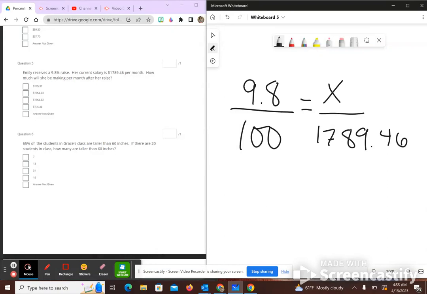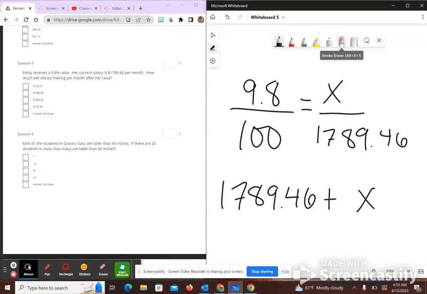But that's not the final question. The final question is asking how much will she be making per month after her raise? And when it says how much will she be making, that's her original salary, her current salary, and the raise. So I have to take her current salary, $1,789.46, and I have to add whatever I get when I solve that proportion above.